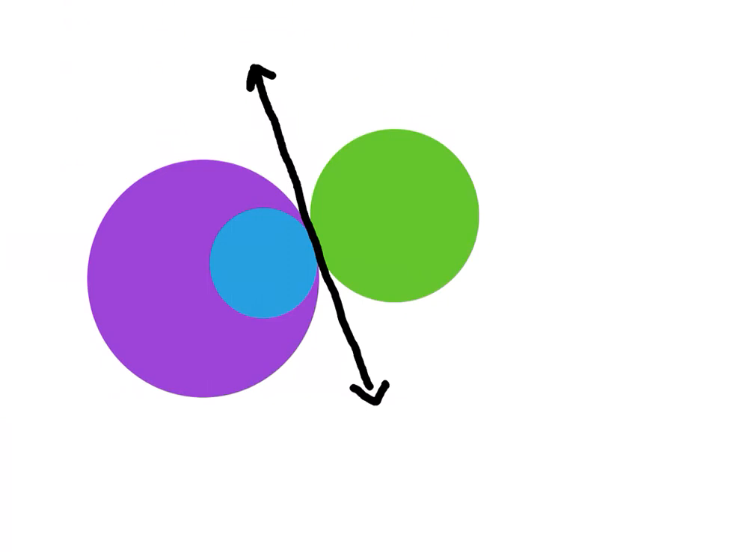Now, the purple one and the green one, or the blue one and the green one, those are on opposite sides of the tangent line. They're still tangent circles, but since they're on opposite sides of the common tangent, those are said to be externally tangent circles. So internally, they're on the same side of the tangent, and externally, they're on opposite sides of the tangent.